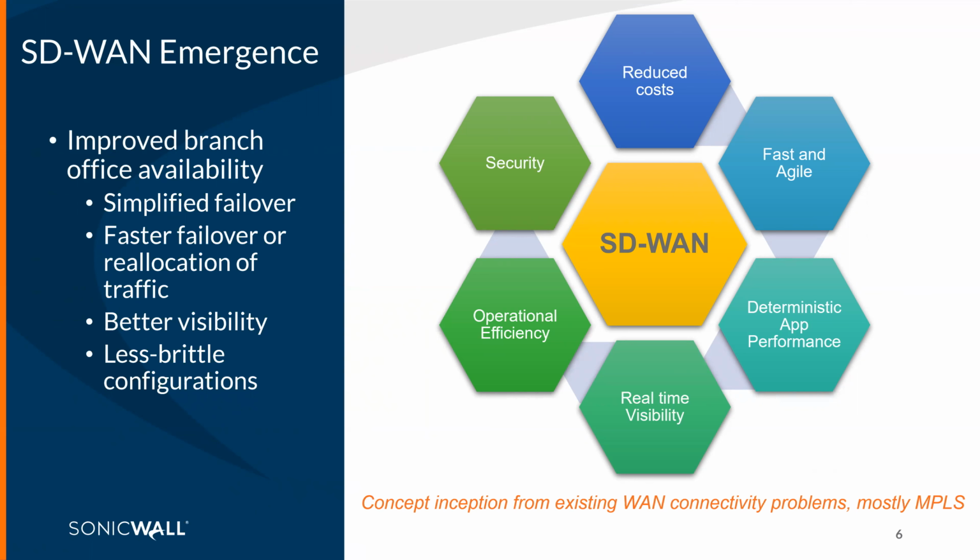You need something that's fast and agile, something that's easy to set up. You don't want to throw a lot of man hours, a lot of engineering time at it. There's a lot of stuff going on. Deterministic app performance. We talked about this, being able to pick the best line to go through. Real-time visibility, operational efficiency, and security. Okay, so we've covered all of those, but yeah, I think we see the benefits of an SD-WAN solution.